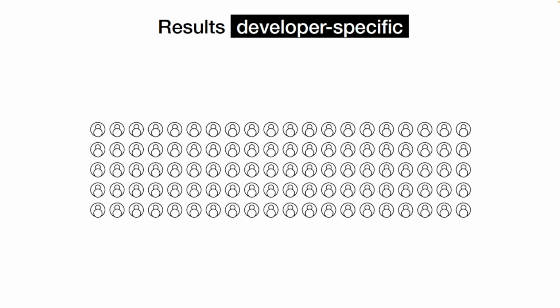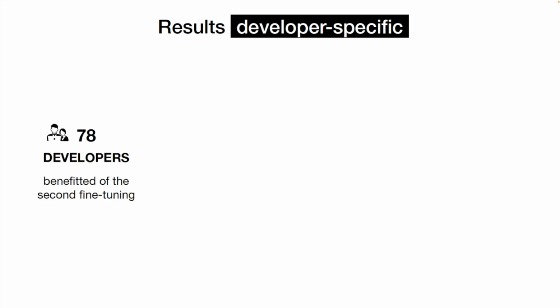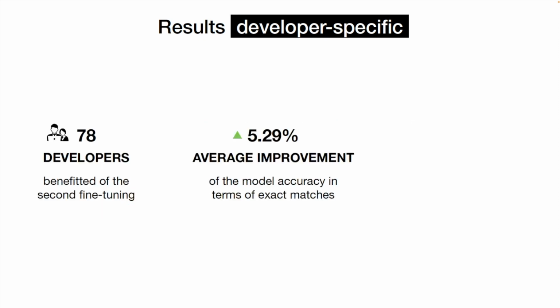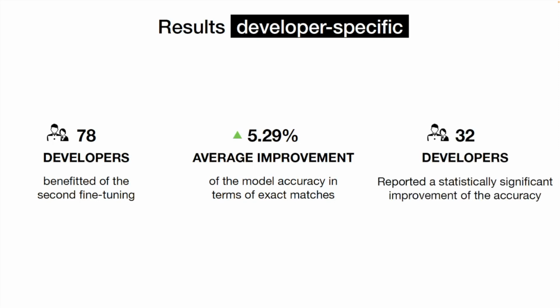We found out that out of 100 developers, the developer-specific model returned better results than our baseline for 78 developers. In particular, we found an average improvement in model accuracy of about 5%, with 32 developers reporting a statistically significant improvement. And it is not just a matter of numbers, because looking at the quality of the suggestions, we found out that the developer-specific model can really suggest personalized recommendations.